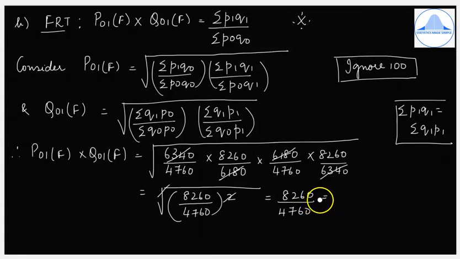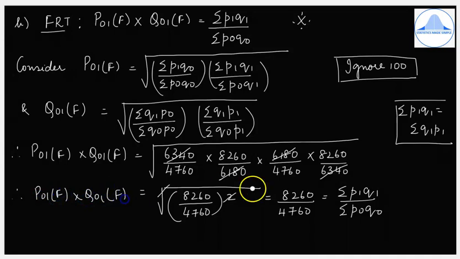All you have to do is check what is 8260 in the table. So if you check, 8260 is nothing but summation P1 Q1, and 4760 will be summation P0 Q0. Okay, so you have shown that P01 of F into Q01 of F is equal to summation P1 Q1 by summation P0 Q0. That is what we had to prove for FRT. So your conclusion will be, therefore, Fisher's index number satisfies FRT.